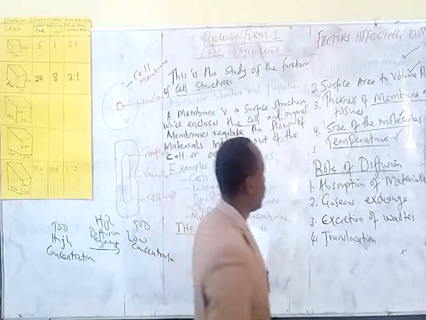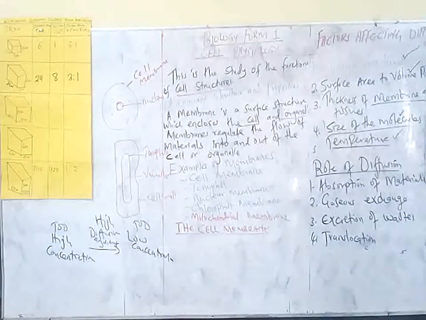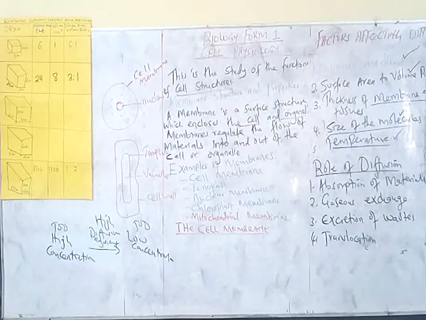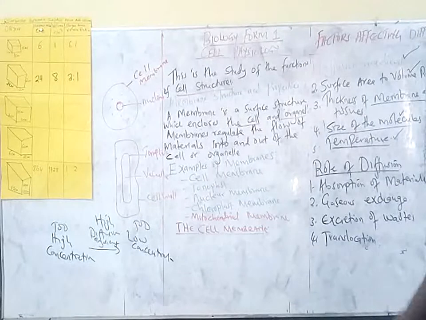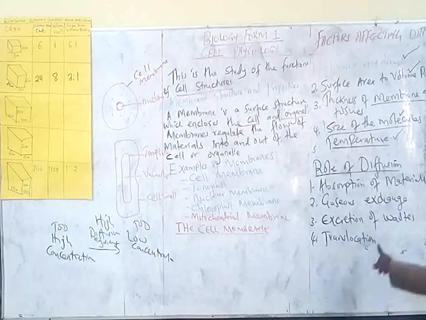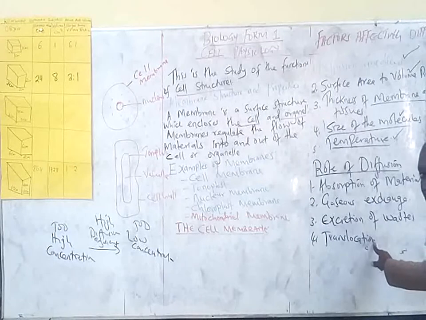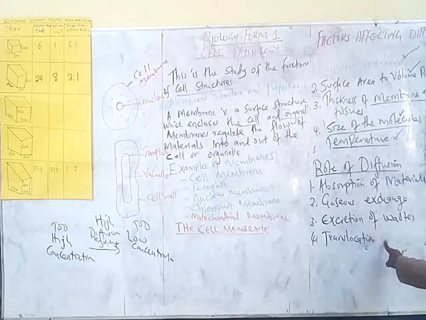So, this is basically what we have talked about today. Our topic was cell physiology. We have talked about the cell membrane, the factors that affect diffusion, and we have described the surface area to volume ratio. We finalized by talking about how diffusion is important. It helps in absorption of materials, gaseous exchange, excretion of waste products, and also in translocation, which is the movement of manufactured food from the leaves to the other parts of the plant.